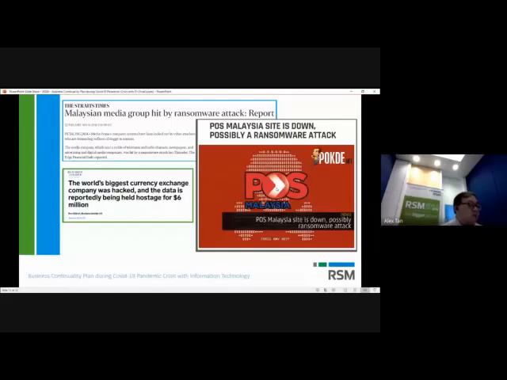And then the next one we talk about is an international news on cyber attacks, which affected an international money changer organization, where the money changers' data was held hostage for a ransom of $6 million.